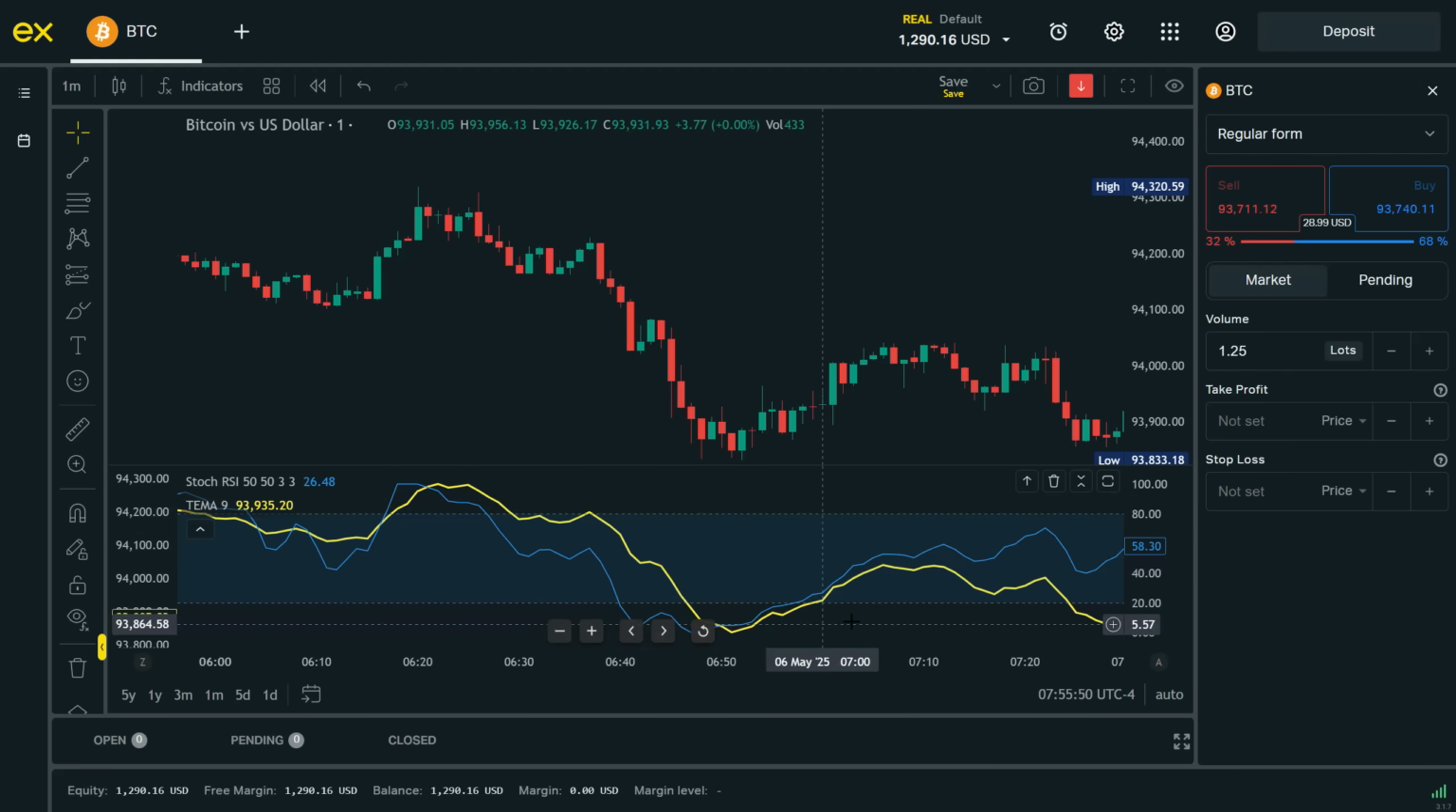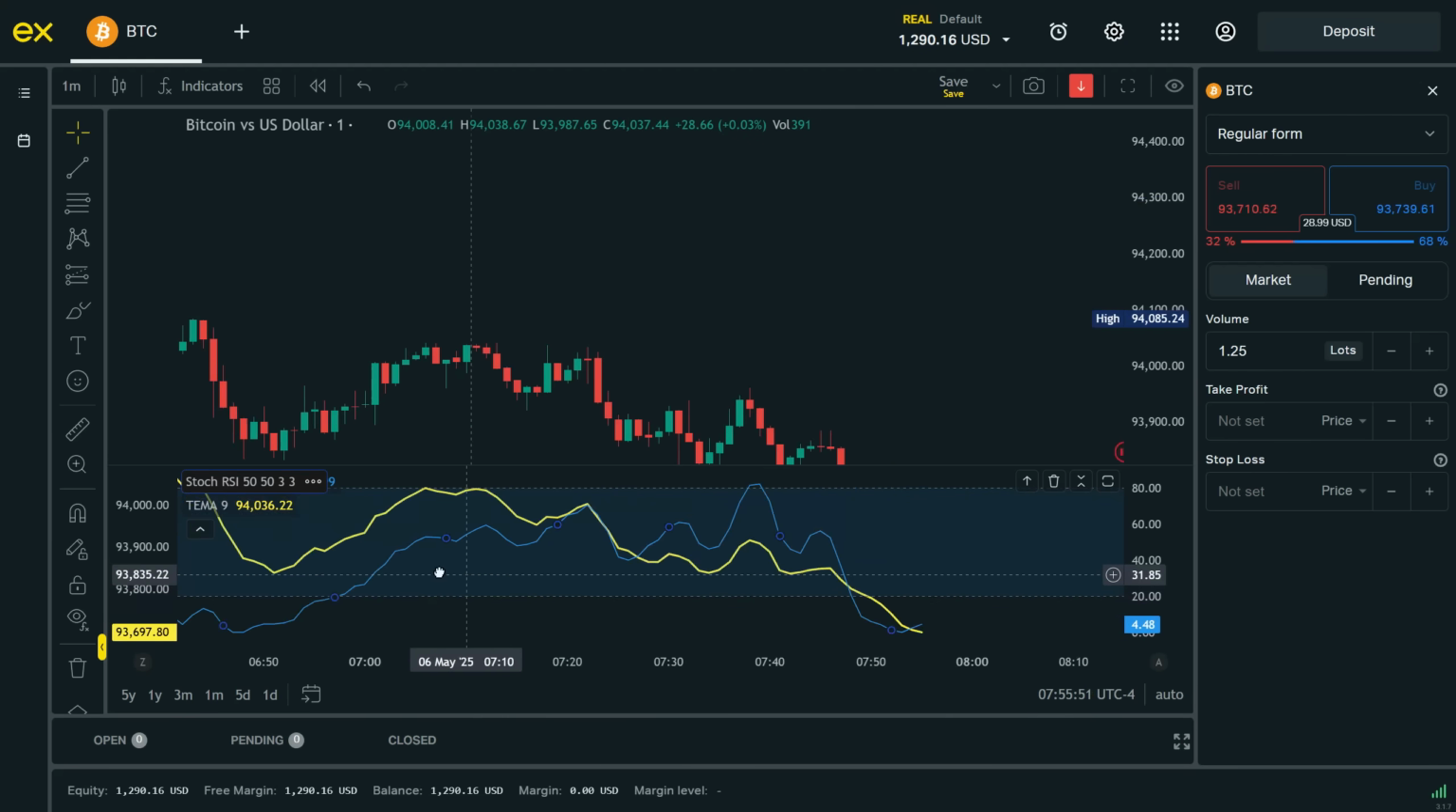On the other hand, when the blue line crosses above the yellow line, it tells us that the market is gaining bullish strength. Buyers are stepping in and the price is starting to push higher. This is our chance to look for long trades or hold on to positions expecting more upward momentum. It's just like a simple visual cue. Think of the blue line as the signal and the yellow line as the confirmation.